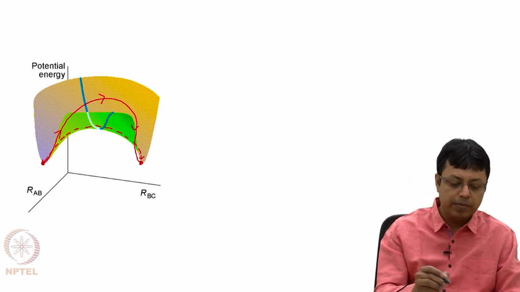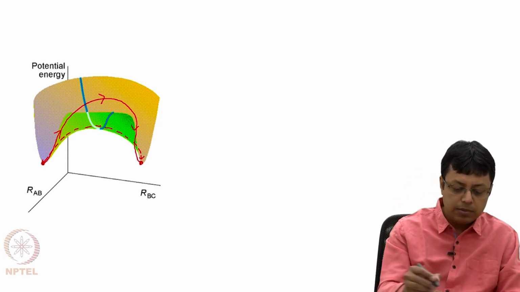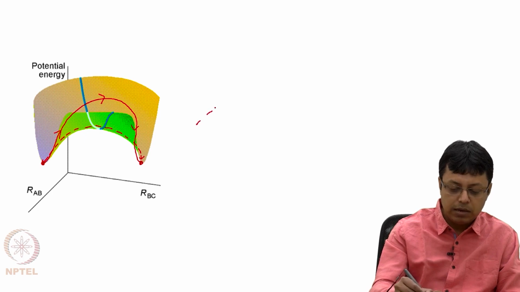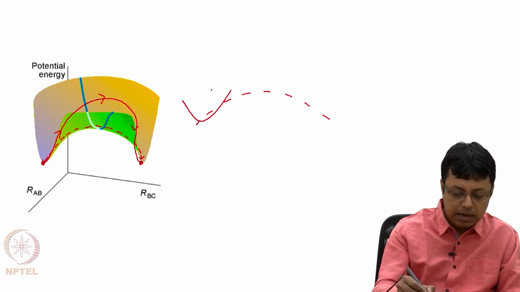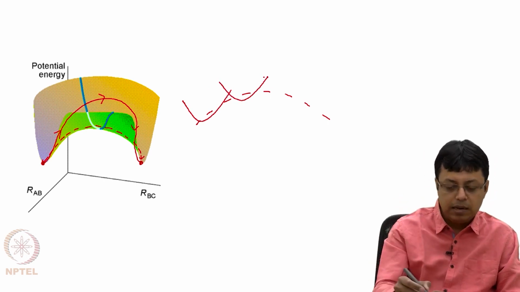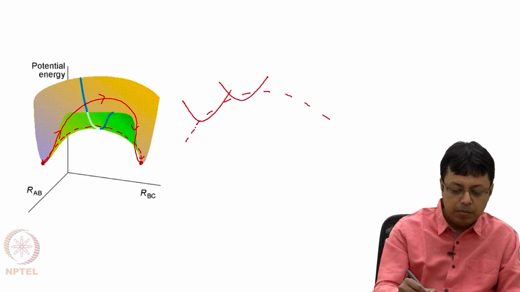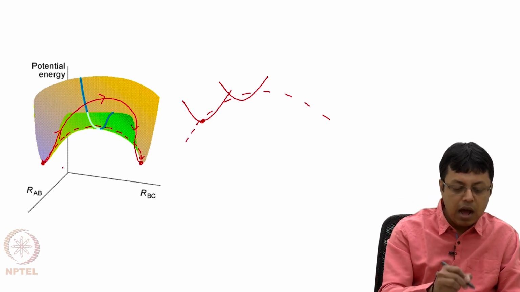But there's an interesting thing. When you go along this curved surface, suppose I'm drawing it once again, suppose this is the surface, what you see here is that minima, in the sense that at any point if you look around, you will see that you are sitting at the minima in the potential energy in the other direction.